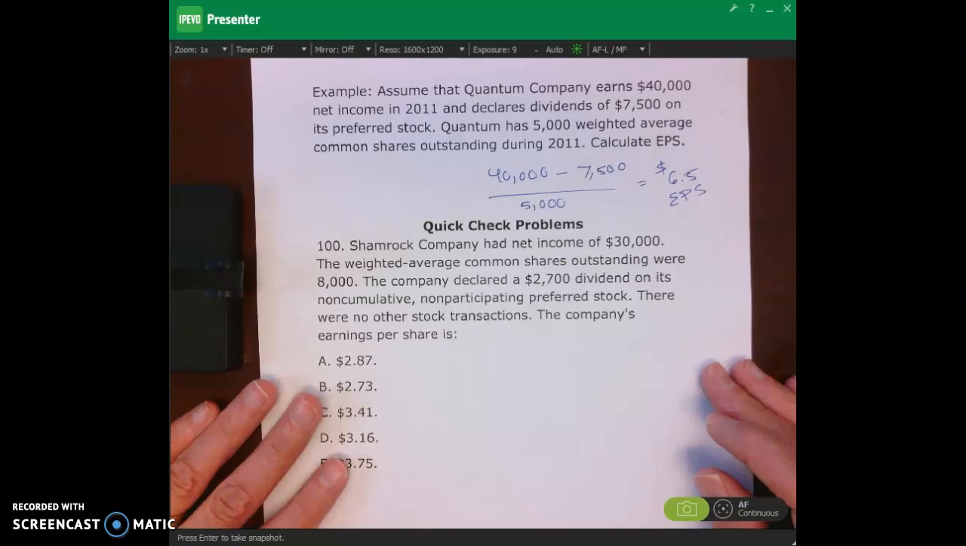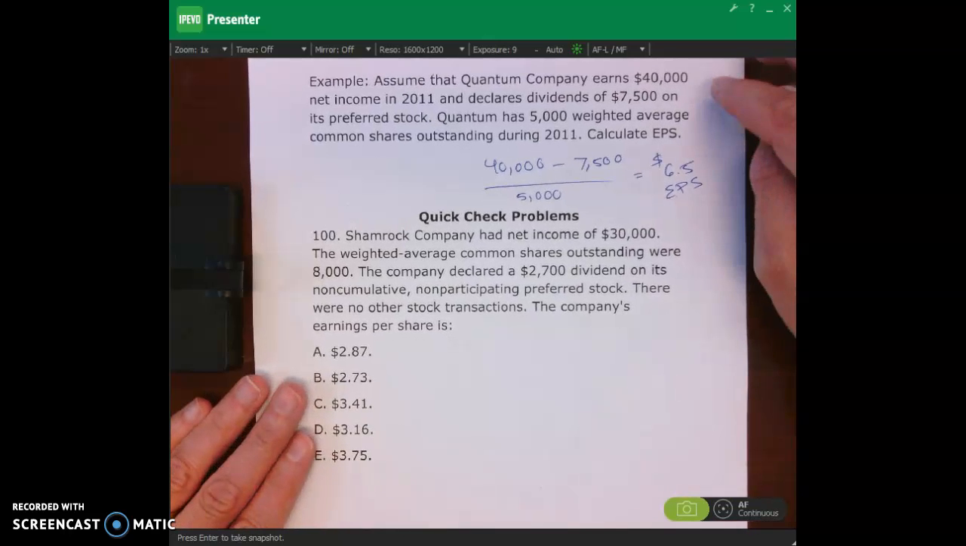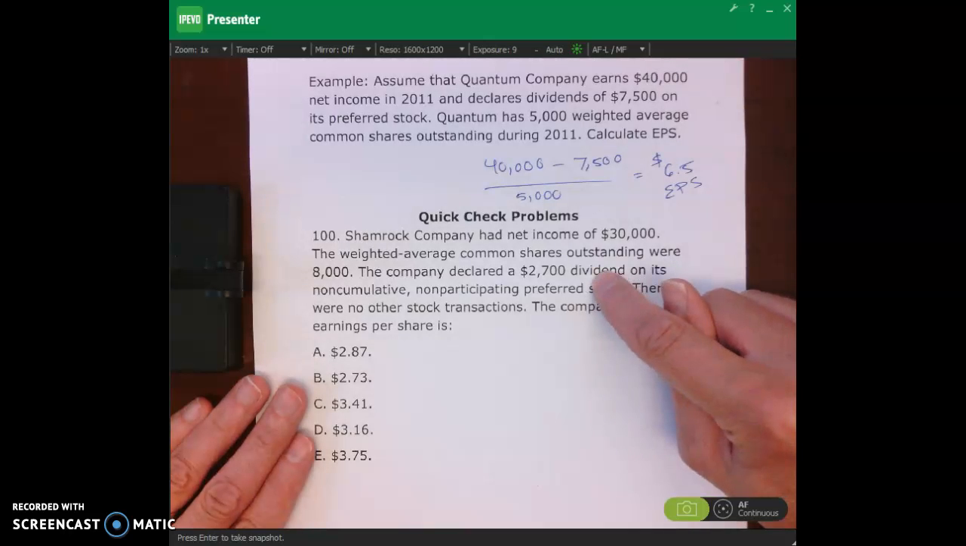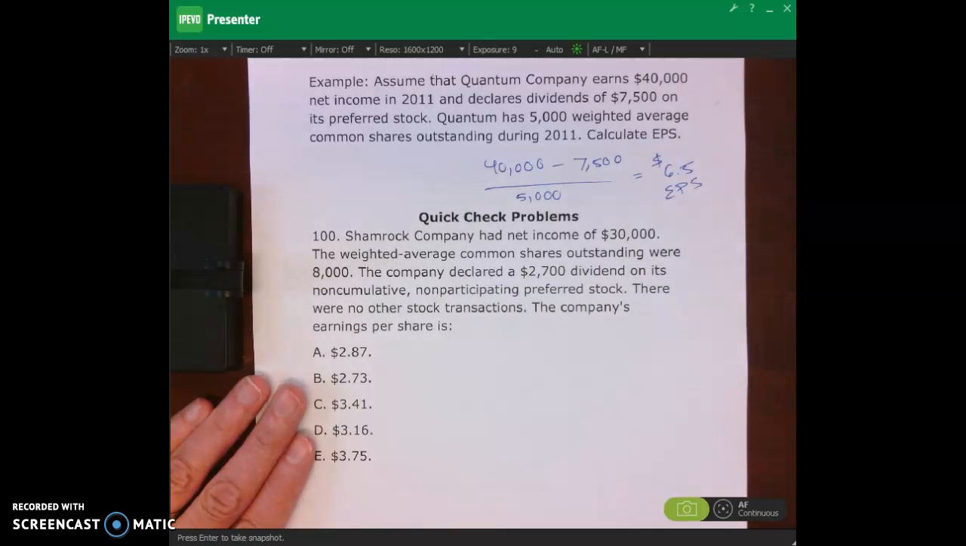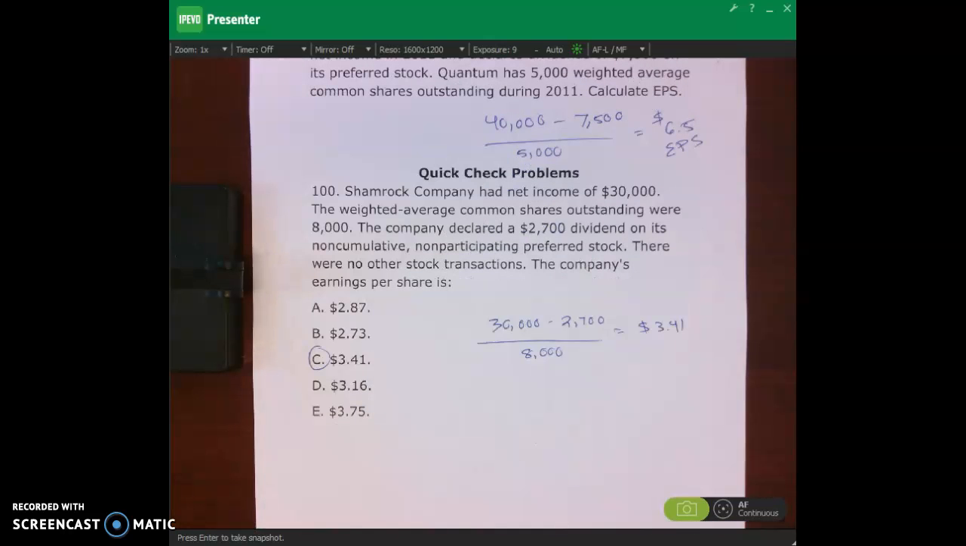What I want you to do now is pause the lecture video, do this quick check problem on page 340, and do the one on page 341 as well. Okay, hello and welcome back.